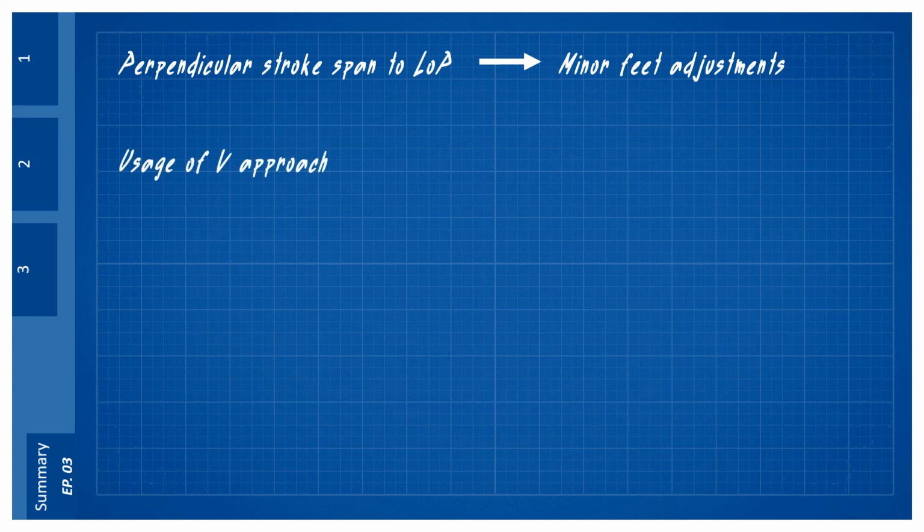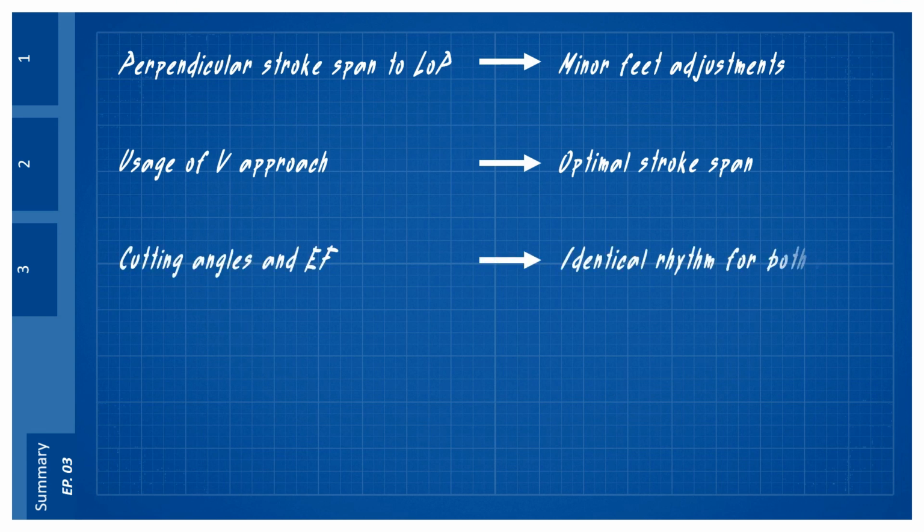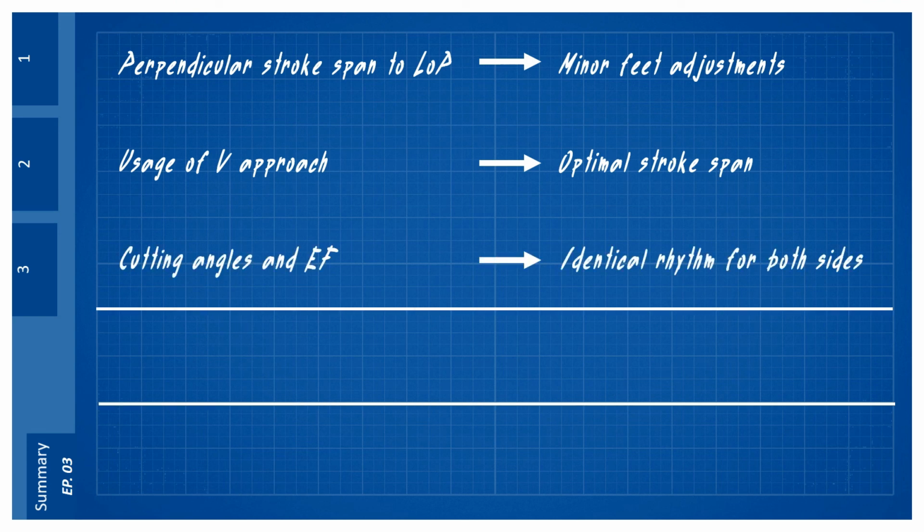We discovered that optimal stroke span is obtained by using the V approach. It means that we are trying to play strokes by cutting angles according to expected rhythm. The means for it will be energy focusing, which is the topic for our next episode.